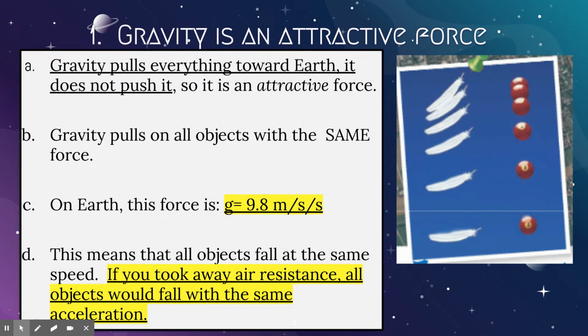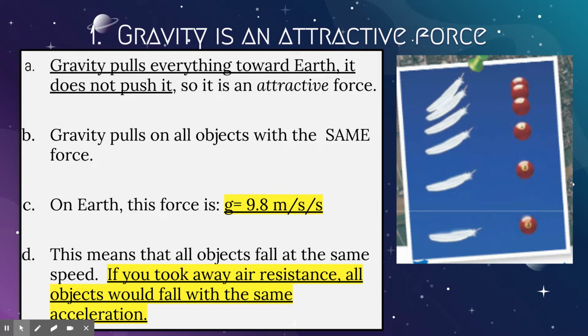So gravity is an attractive force. What that means is that gravity pulls everything towards Earth. It does not push it. So we call that an attractive force. Gravity pulls on all objects with the same force. On Earth, this acceleration is 9.8 meters per second squared. What this tells us is that all objects will fall at the same speed.